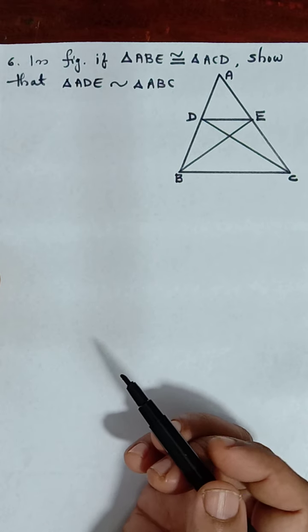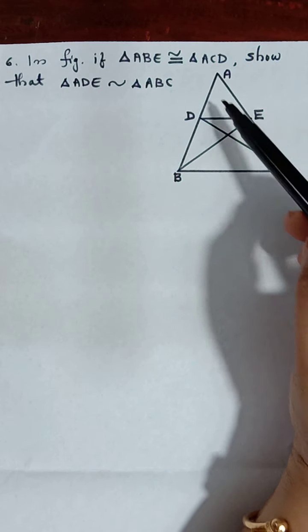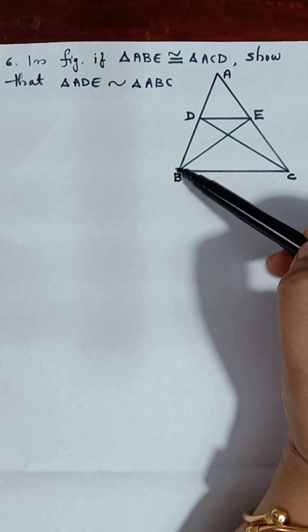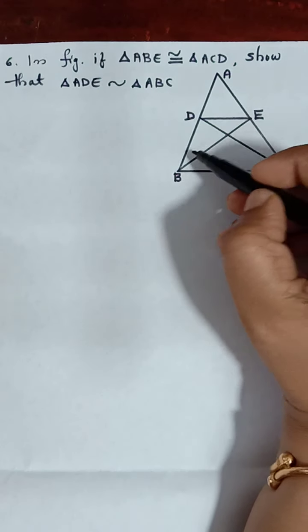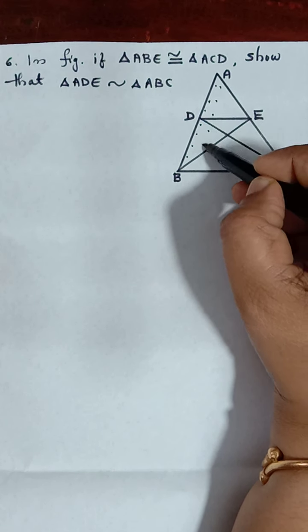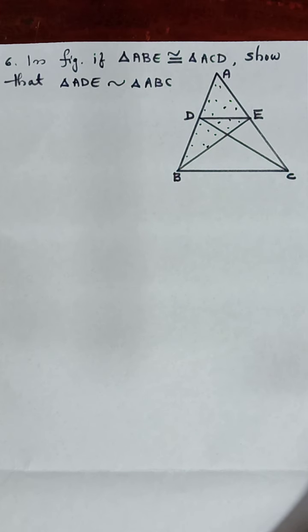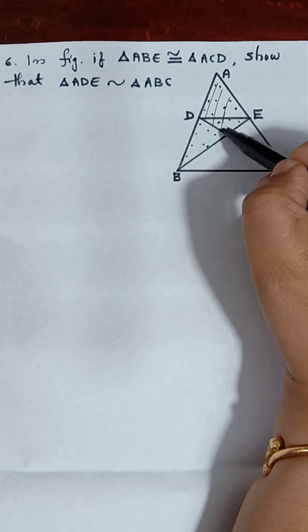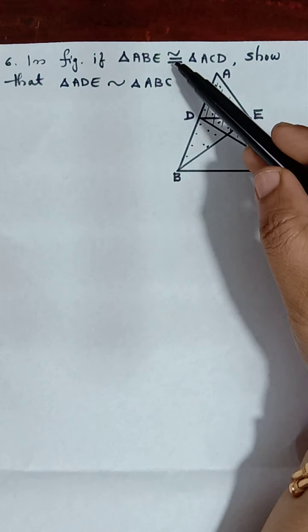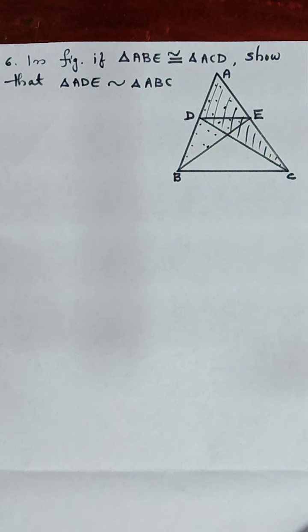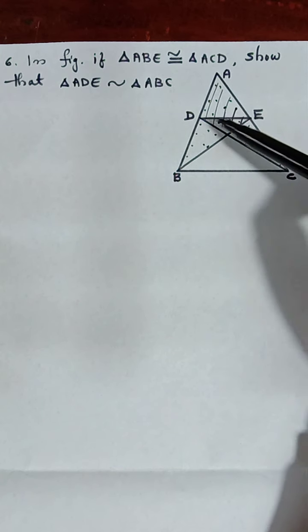Question number 6. In the figure, if triangle ABE is congruent to triangle ACD. So look at this triangle ABE here, and triangle ACD. These two triangles are congruent. Congruent means corresponding angles will be equal, corresponding sides also will be equal. Congruence you have learned in 9th standard. So triangle ABE is congruent to triangle ACD.